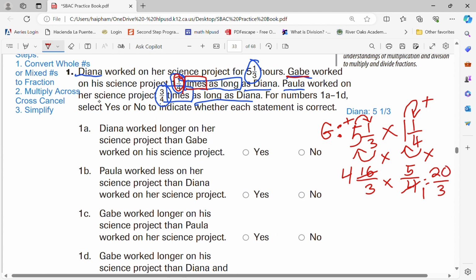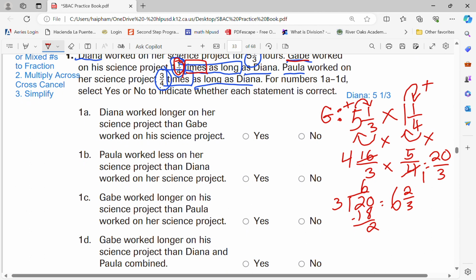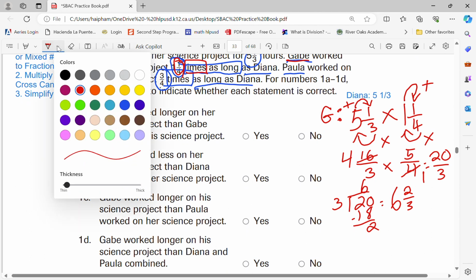Now let's simplify. We have 20 divided by 3. 3 will go into 20 6 times. 6 times 3 is 18. If I subtract that, that'll give me 2. So my final answer: Gabe worked on his science project for 6 2/3 hours.